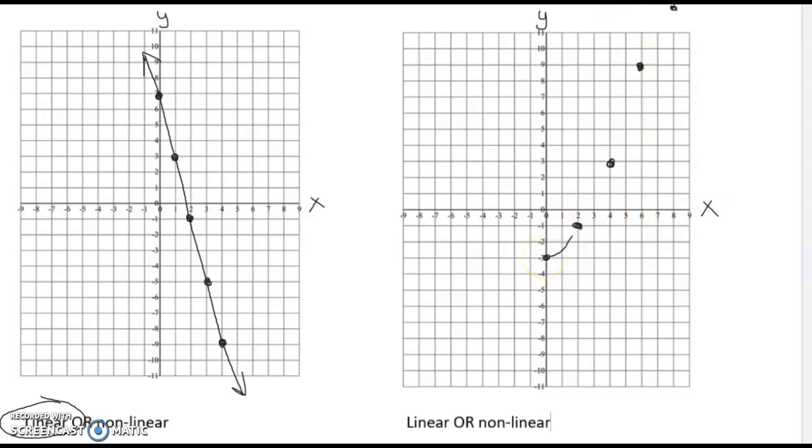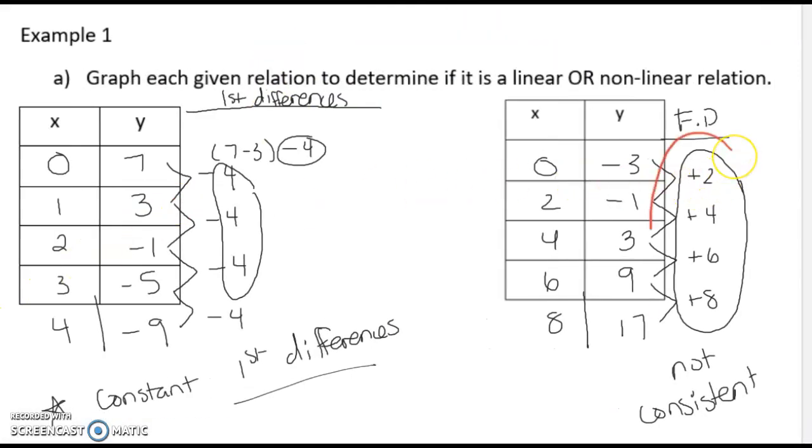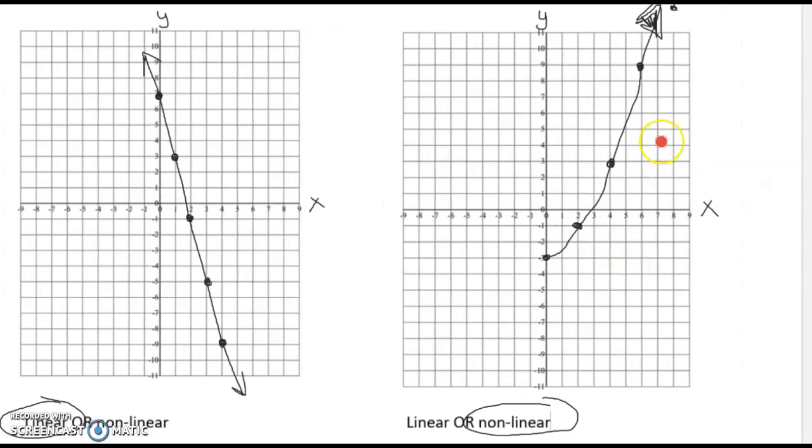So, if you notice here, that arrow is just to continue, okay? So it just keeps going. So this one is not a straight line, okay? So this one would be nonlinear, okay? And also, if we look at its chart, its first differences are not constant or not consistent, okay? So if they're not consistent or constant, that means it is non-linear.